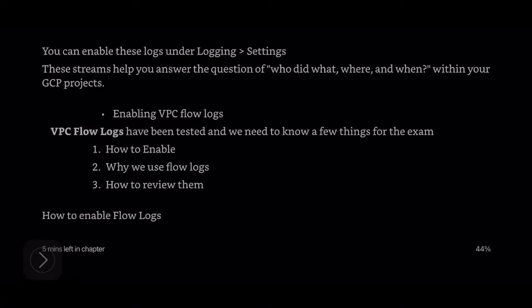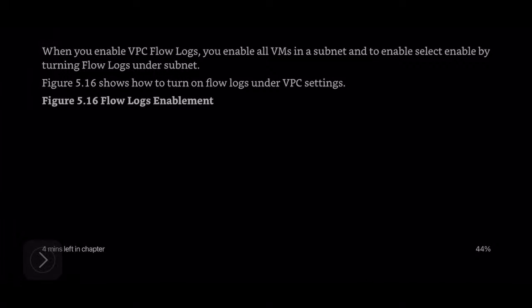Enabling VPC Flow Logs. VPC Flow Logs have been tested and we need to know a few things for the exam: how to enable, why we use flow logs, and how to review them. When you enable VPC Flow Logs, you enable all VMs in a subnet, and to enable, select Turn on flow logs under the subnet. Figure 5.16 shows how to turn on flow logs under VPC settings. Figure 5.16 Flow Logs enablement.